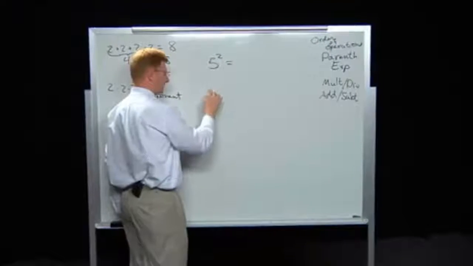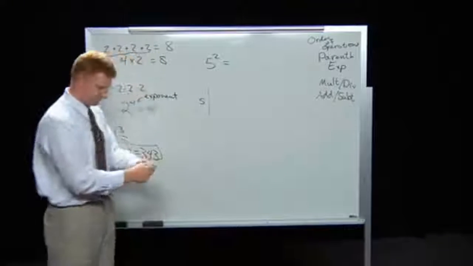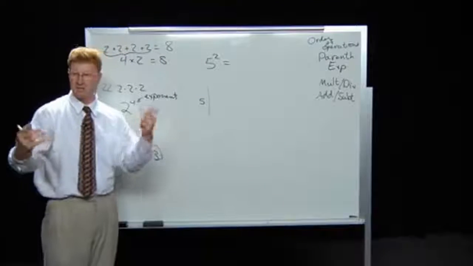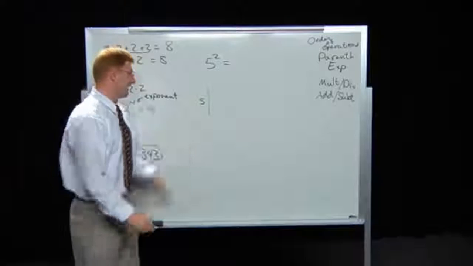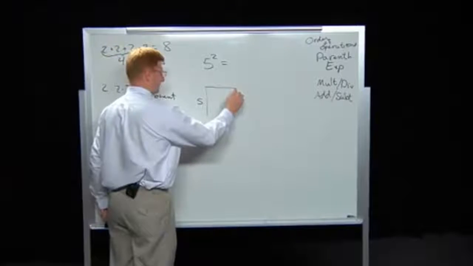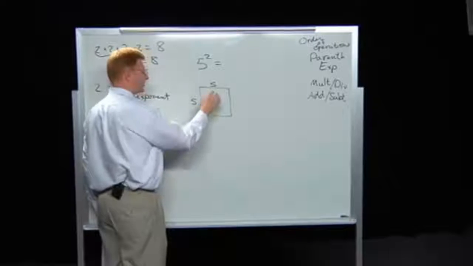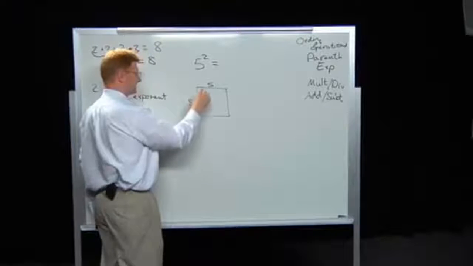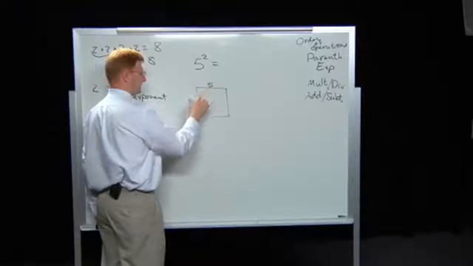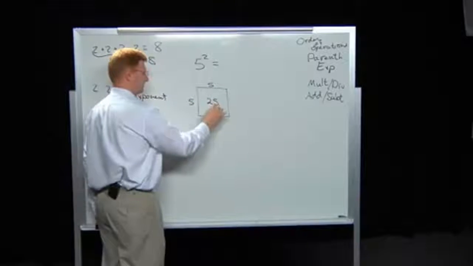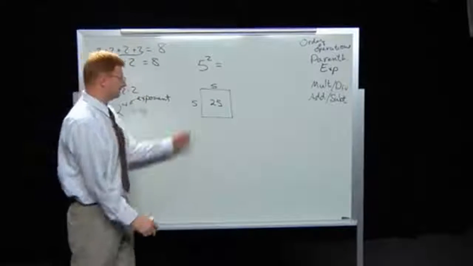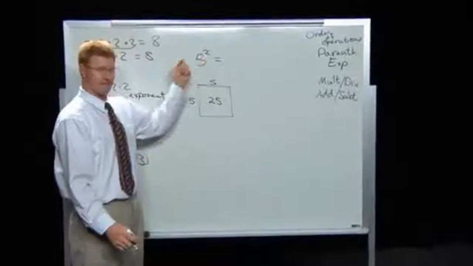This actually goes back to, if I took 5 inches, 5 feet, 5 meters, whatever you've got, you take 5 and you make a square out of 5. There's 5 here and 5 there and 5 there. When you find the area of this, you're going to take 5 times 5. That gives you 25. That's where they get this, 5 squared.